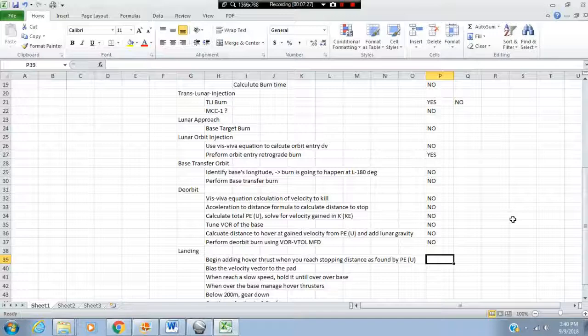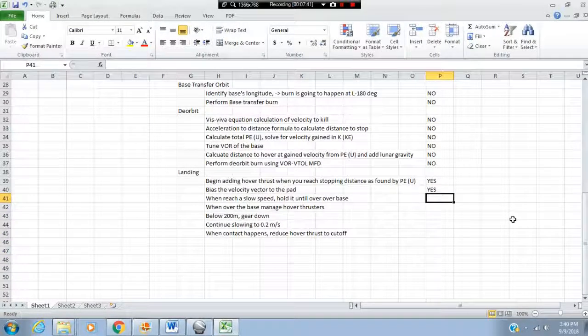Begin adding hover thrust when you reach the stopping distance. That's mandatory. That is going to happen. So you have to do that. Biasing velocity vector to the pad. We're going to call that time critical because you're running your hover engines at that point.